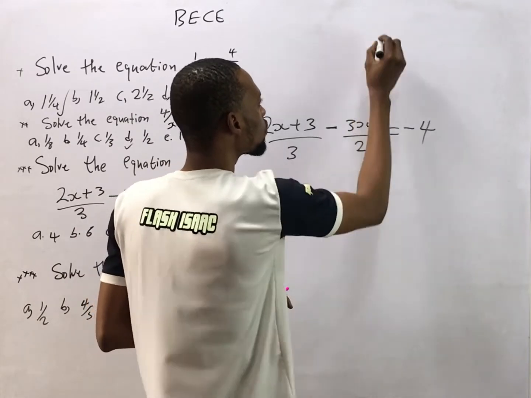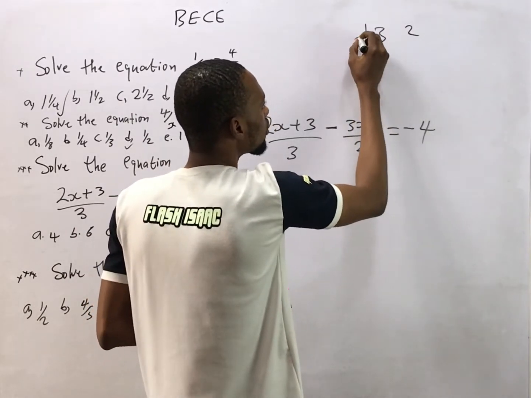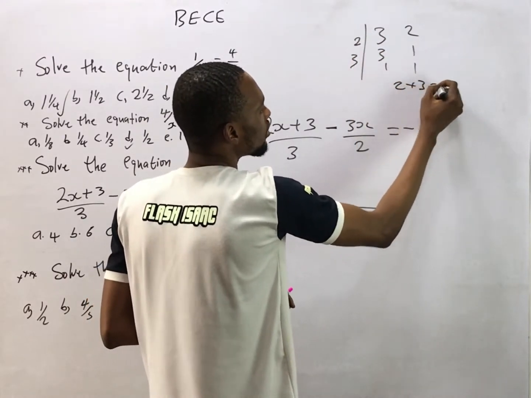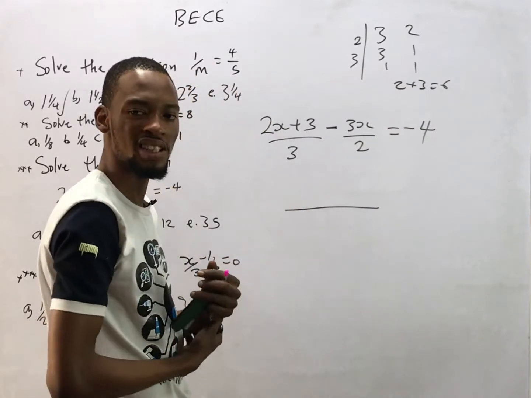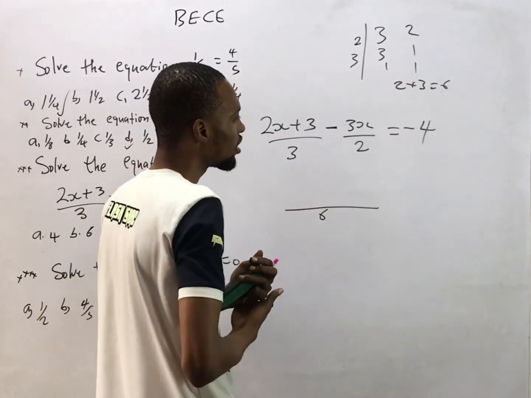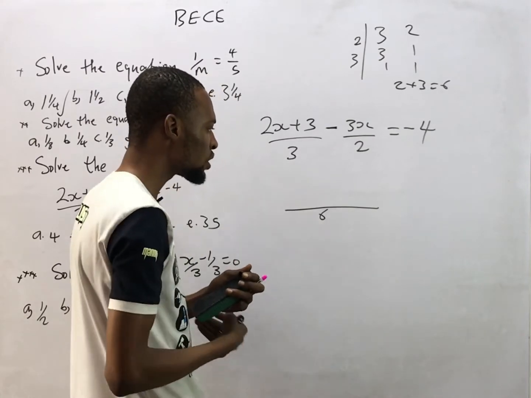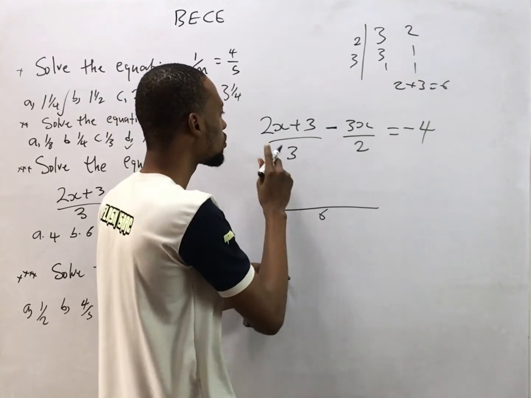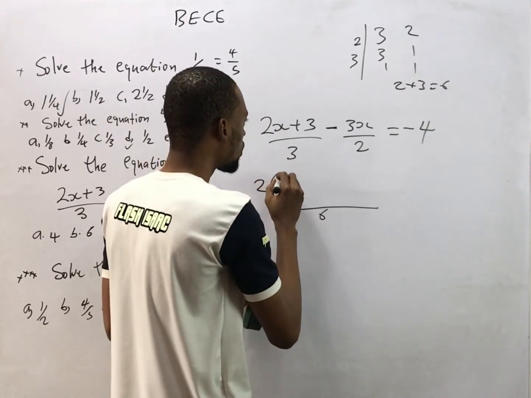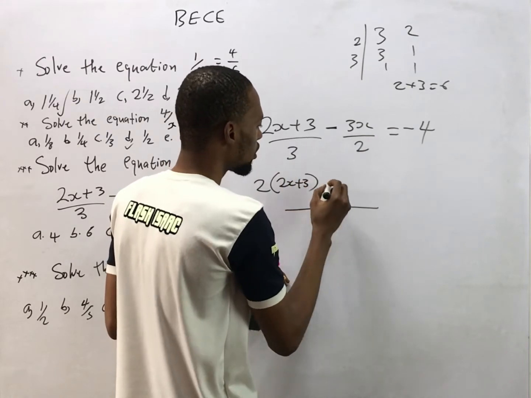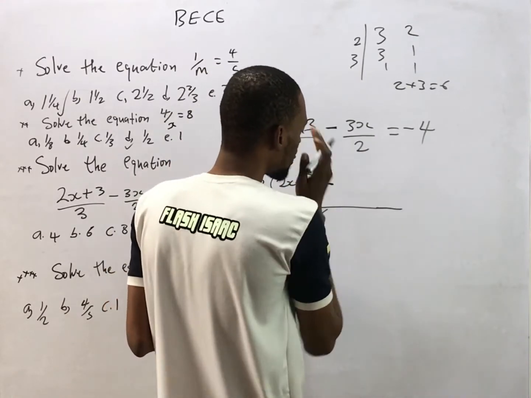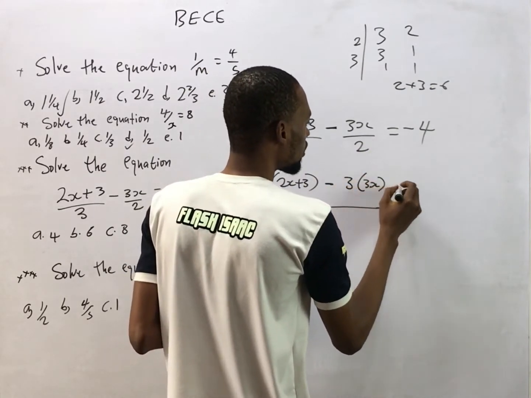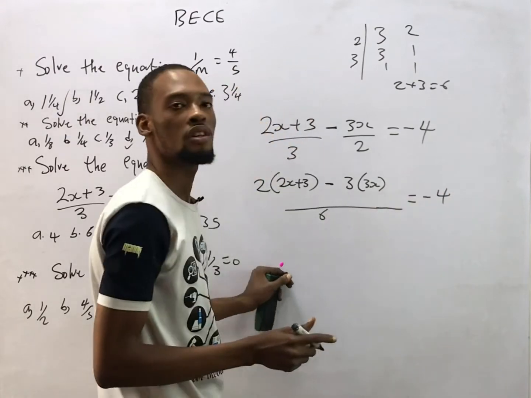The LCM of 3 and 2 is 2, 3, 1. So 2 times 3 is 6. The LCM of 3 and 2 is 6. So we have 6 here. Now after looking for the LCM, we solve it this way. We say 6 divided by 3 is 2, right? We use the 2 to multiply this. So here will be 2s plus 3 minus. Now 6 divided by 2 is 3. So we use that 3 to multiply 3s to give you minus 4. Do you understand?